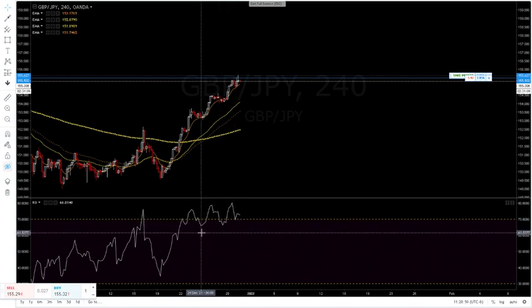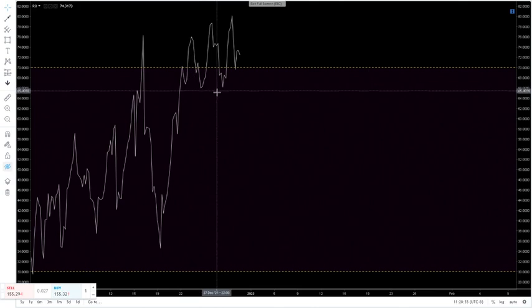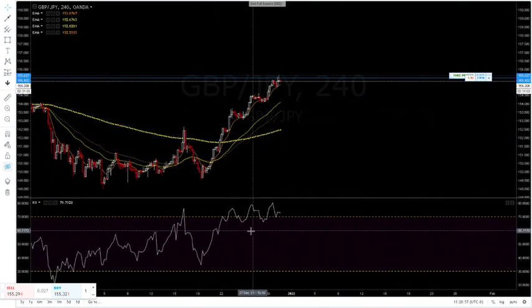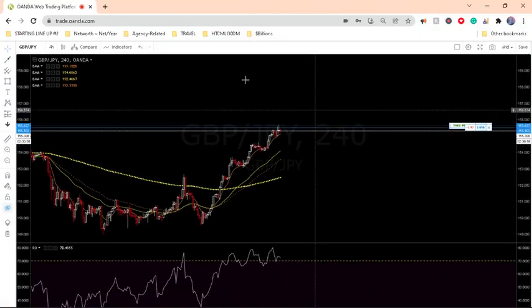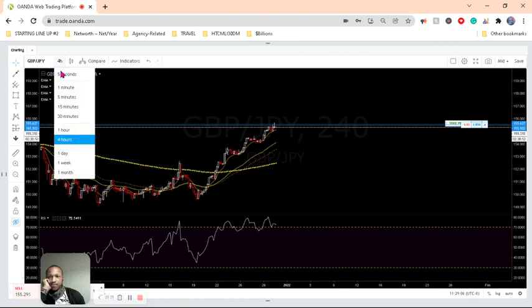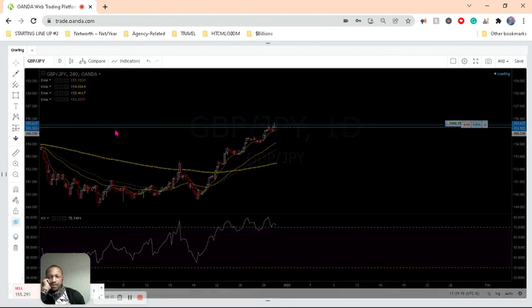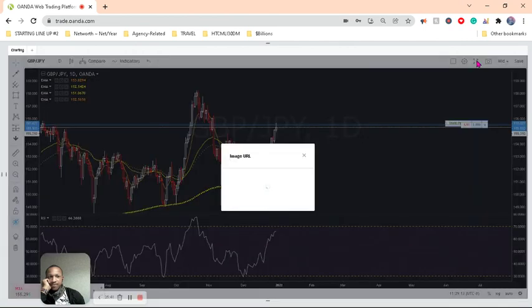Yeah. Oh, this is matching up with the RSI. Let me zoom in. Let's go down to H1. It's probably better for me to go down to the lower time frames to really see it.